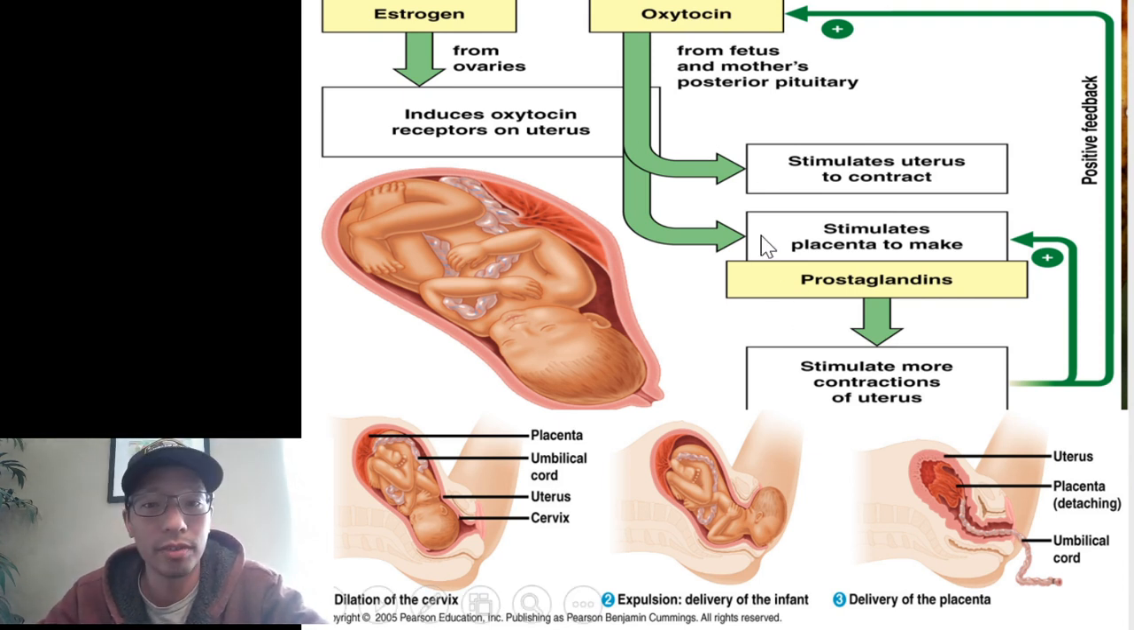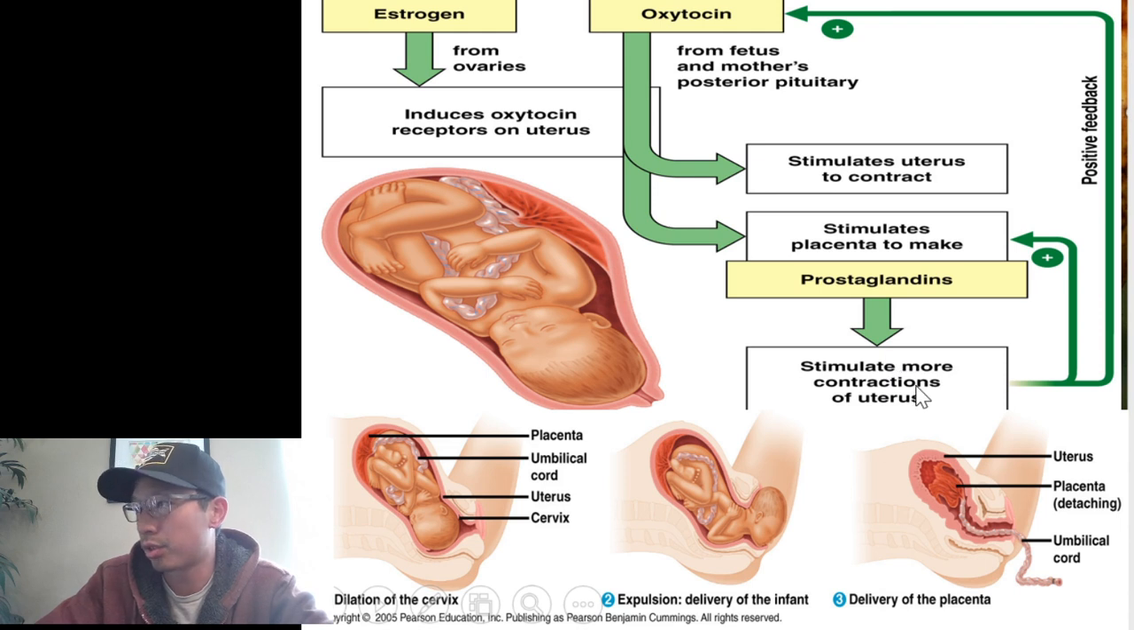So during childbirth, obviously, as you know, oxytocin plays a huge role, and here you can see that positive feedback loop, right? Oxytocin comes in, stimulates the uterus to contract. That also stimulates the placenta to release a hormone we've talked about before, and that is the prostaglandin. So prostaglandins then cause the contractions of the uterus to further squeeze. It's the same prostaglandin that's actually found in semen that causes the uterus to squeeze.